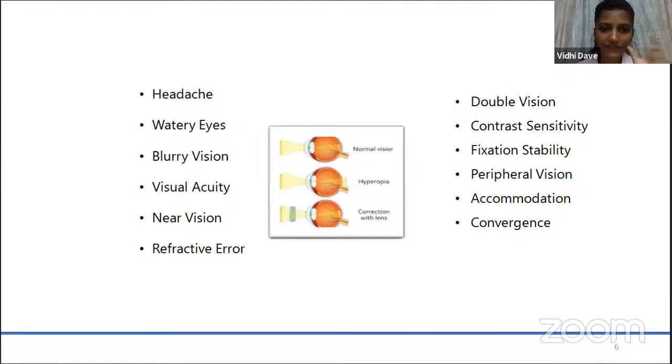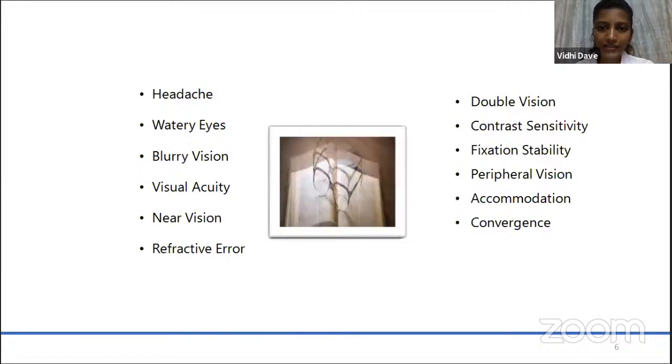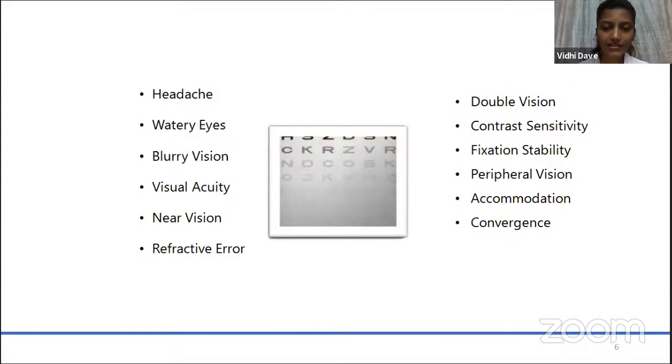So the problem in refraction, that is the refractive error, is one of the symptoms. Then there is double vision. So the person may see two objects or images instead of one, that is double vision. Then there is contrast sensitivity. Contrast sensitivity is the ability of the eye to distinguish something from the background to something that's overlapping it.